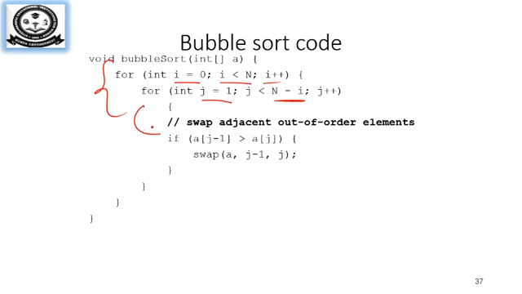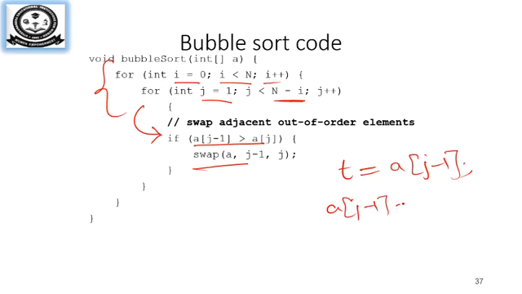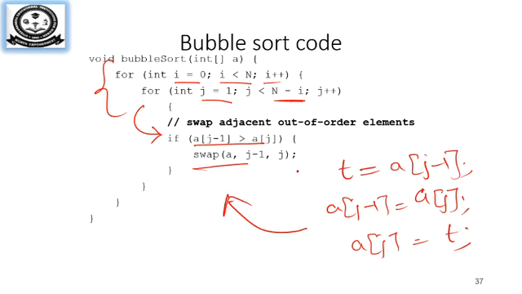So how do we decide here? Based on the condition. The condition here is a of j minus 1 is greater than a of j. a of j minus 1 means I am comparing the first position with the second position. If the first position is greater than the second position, then it will be swapped. How do we do this swap? You can use a temporary variable: t is equal to a of j minus 1, a of j minus 1 is equal to a of j, and a of j is equal to t. You can write it here itself, or in a separate swap function. So if the first position is greater than the second position, it will get swapped.